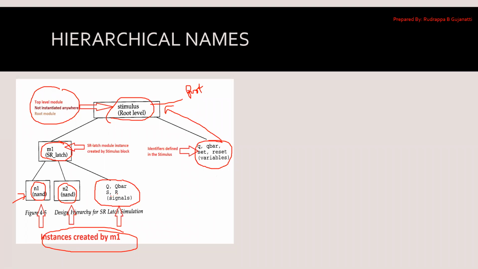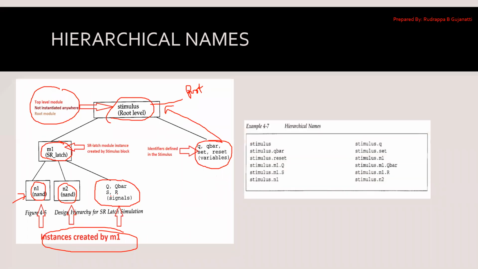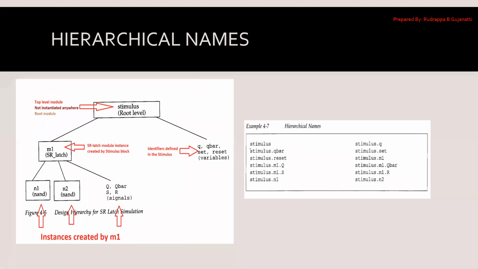Now, what is meant by hierarchical names? Stimulus is the name of this root level hierarchy. When I say stimulus, it gives me stimulus dot q bar, that is this parameter. Sorry, not stimulus dot q. So I have stimulus, which is the root, and from this root I can track down the others. Stimulus dot q bar is related to this, and stimulus dot reset is related to this.